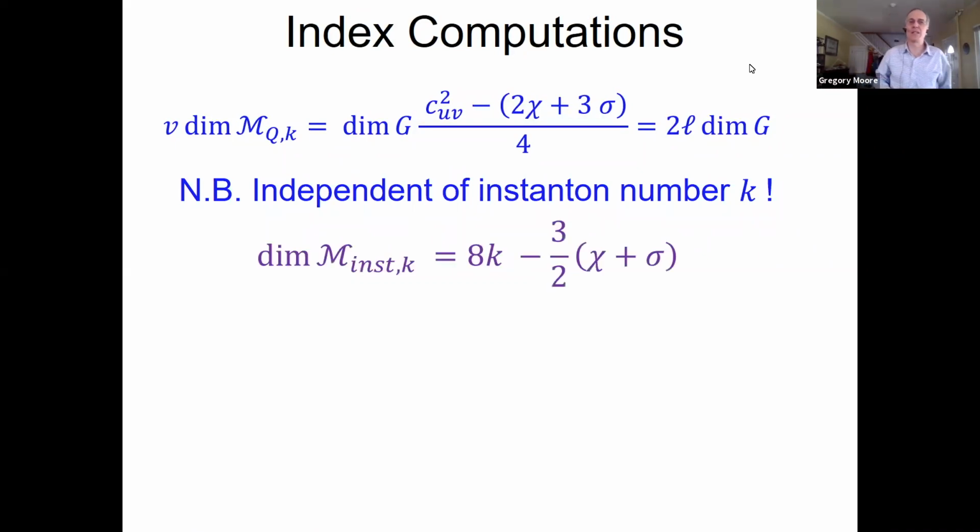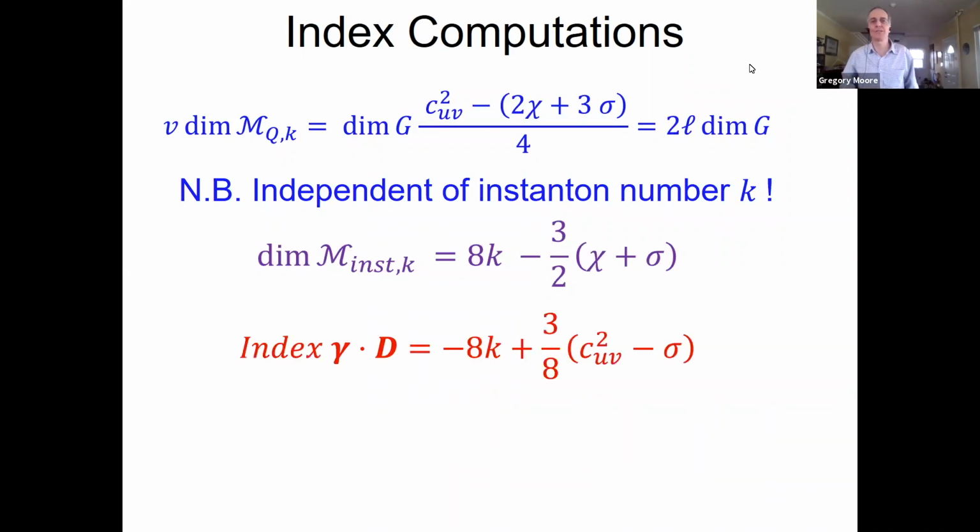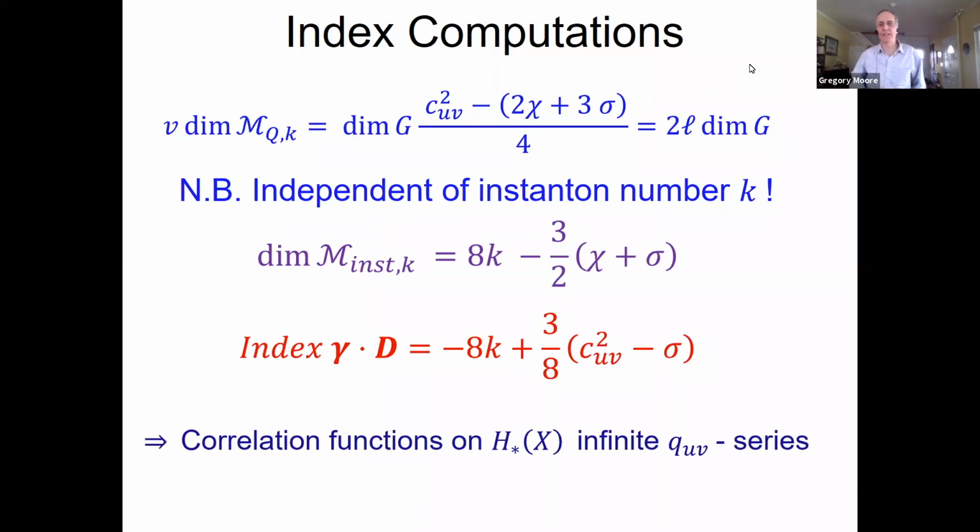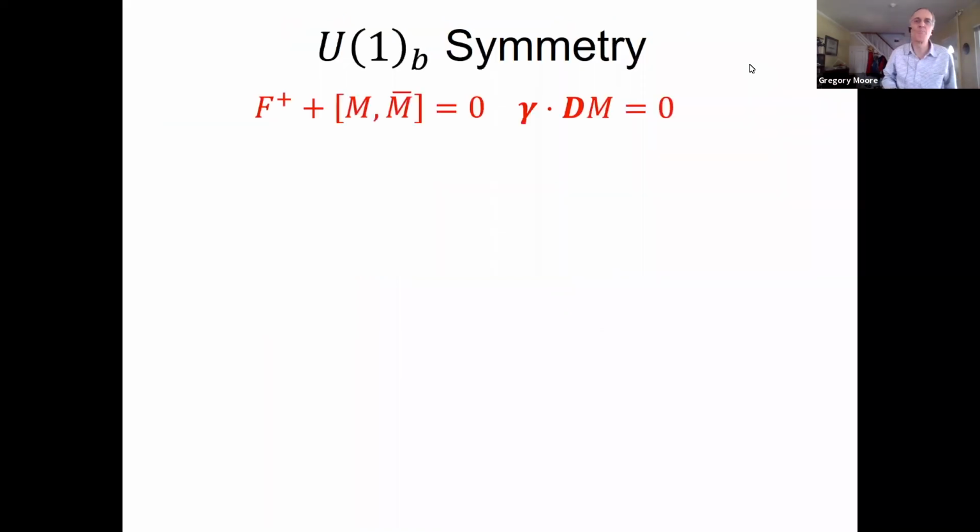And that's kind of funny because the moduli space of instantons goes like 8k, but the index of the Dirac operator goes like minus 8k, so the k dependence cancels out. And that's very important because it means that correlation functions for any given insertion of an operator, even the partition function itself with no operators, becomes an infinite series in q_UV. There's no ghost number anomaly that in Donaldson theory picks out a particular instanton number for any given insertion of operators. It's very unlike that. And that's, of course, important for S-duality and modular invariance.